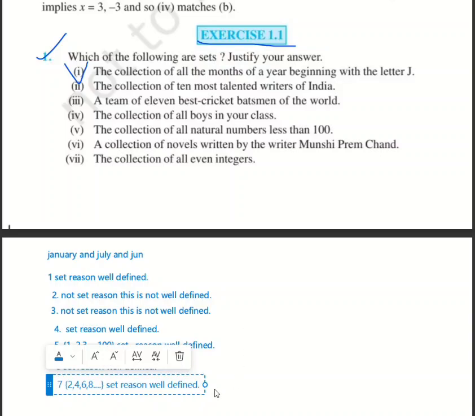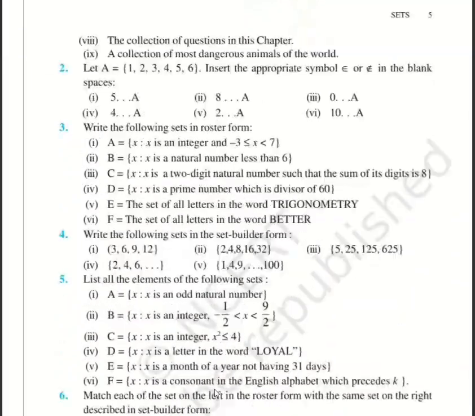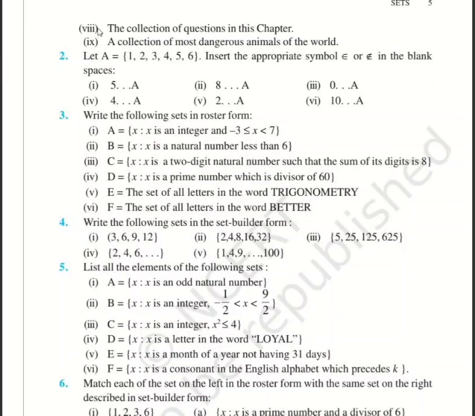So till now we have covered 7 parts, and there are 2 parts more. The 8th is the collection of questions in this chapter. In this chapter, I think there are around 50 questions. This is true for all persons because it is specified for this chapter only, and this chapter has a constant 50 questions. So this is also a set, and the reason is that it is well defined.